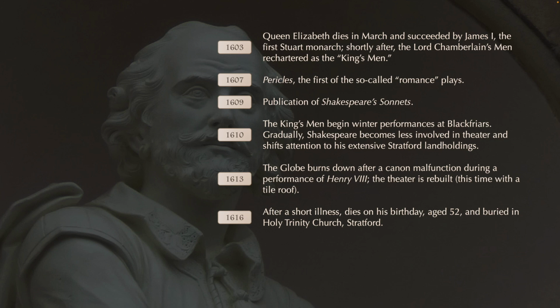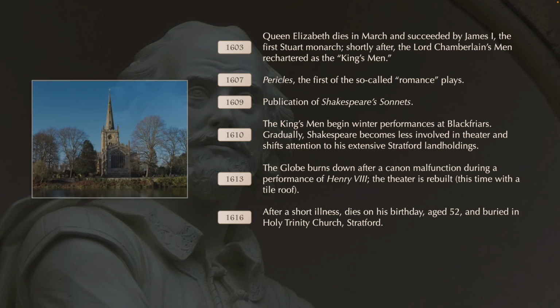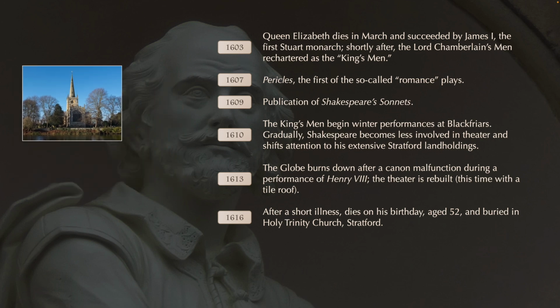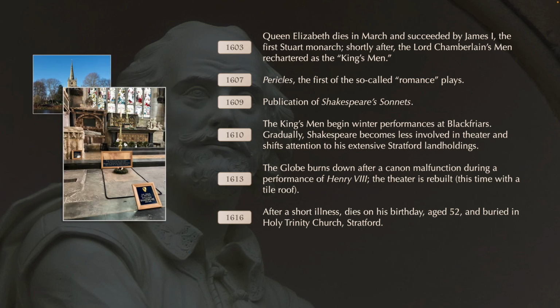In 1616, after a short illness, he dies. Shakespeare dies on his birthday. He was 52 years old, which is the age I am now as I speak into the microphone here. He was buried in Holy Trinity Church in Stratford. There's a nice picture of the church as it stands today. And here is Shakespeare's gravesite within the church. Next to him on the left there is his wife, Anne.